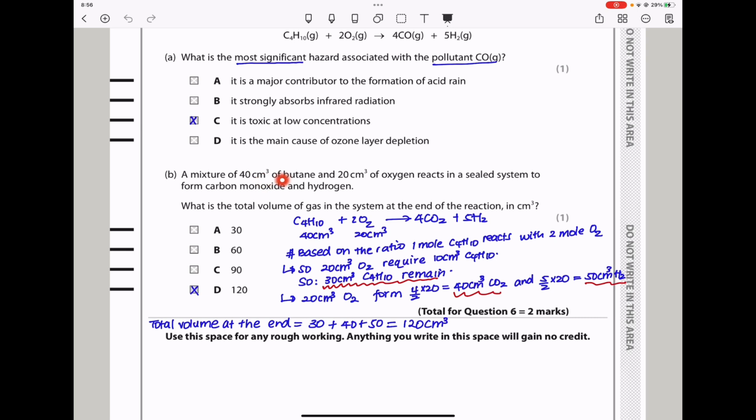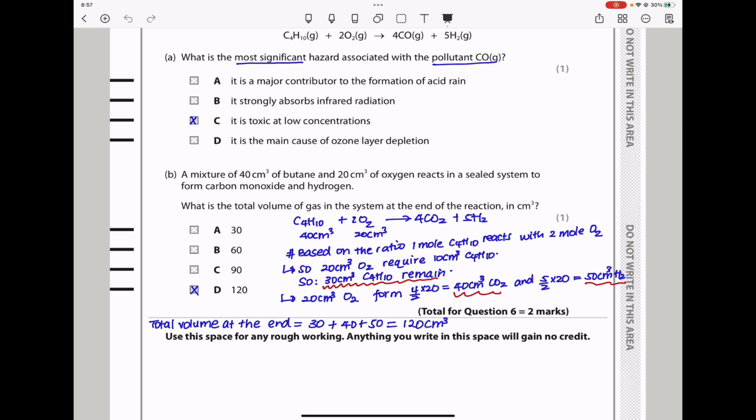A mixture of 40 centimeters cubed of butane and 20 centimeters cubed of oxygen reacts in a sealed system to form carbon monoxide and hydrogen. What is the total volume of gas in the system at the end of this reaction? So here I rewrote the equation for the reaction as it was given previously. And then since we have 40 centimeters cubed of butane, I wrote them here. We have 20 of oxygen, which I wrote here.